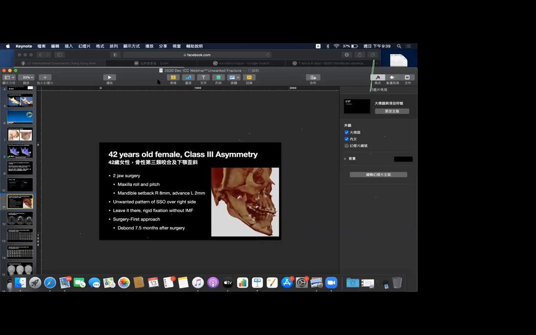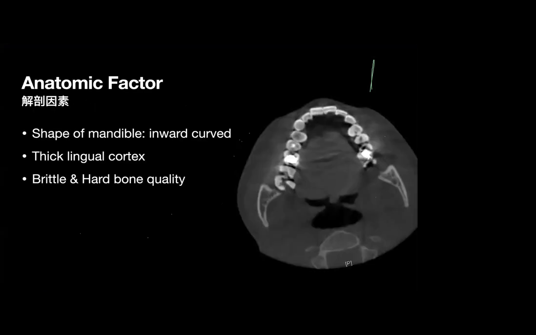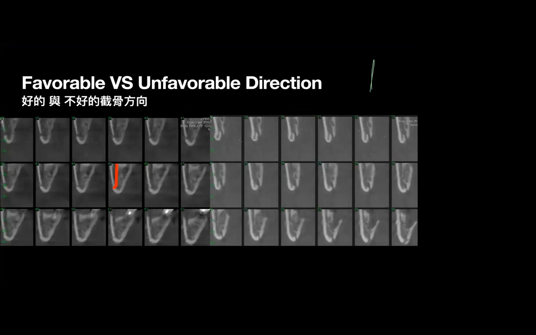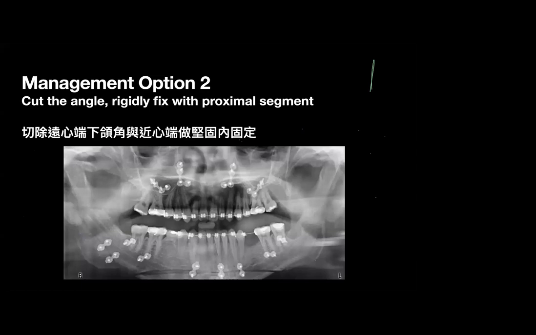I reviewed several fractures of this type. Actually, in preparation for this presentation, I learned something. There are three options. I believe that for option one, you don't need to worry about bone resorption. You just need to worry that if you do a big setback, there could be backward protrusion of the angle. The bone won't resorb because it's a big piece with a good connection from the lingual surface of the mandible. So the circulation is no problem. For option two, I think there could be some degree of resorption.